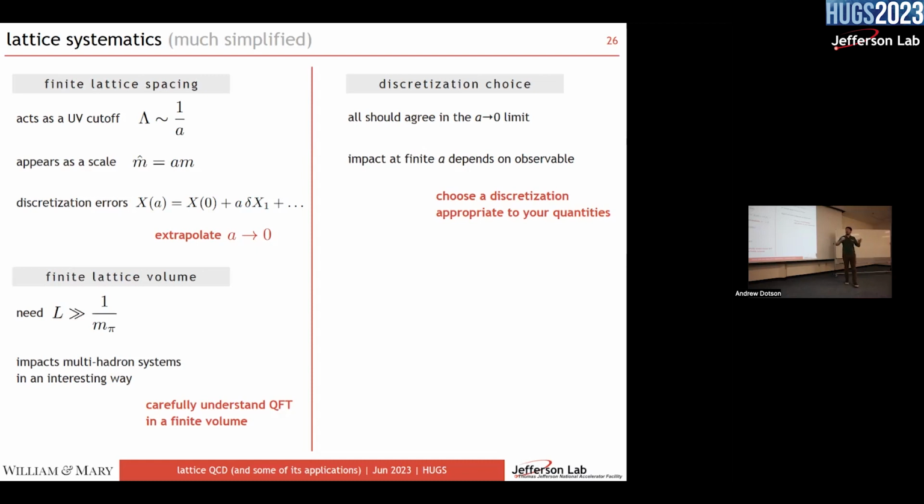So providing your box is significantly bigger than that length scale, you have captured the longest distance phenomena that can happen in QCD. Okay. You happy with that? Shouldn't be, because it's not true. We'll come back to this later if we have time. It's nearly true. It's almost true. It's true for many, many, many quantities. But if you're perverse and choose to work with certain quantities, it doesn't work.